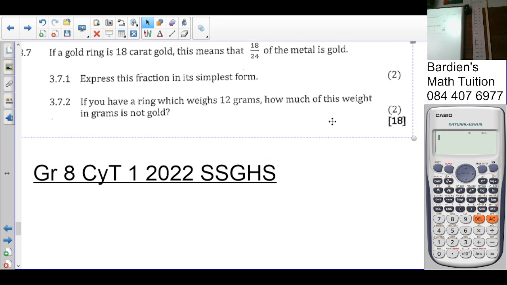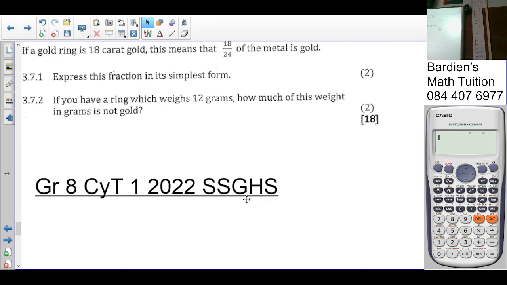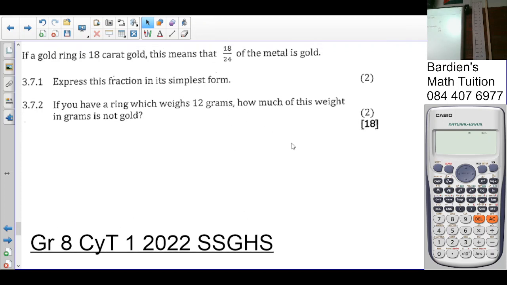We are told if a gold ring is 18 karat gold, it means to say that 18 of 24, 18 24ths of the metal is gold. Express this fraction in its simplest form. So what number goes into 18 and 24 without the remainder? 6 goes into 18 3 times and into 24 4 times. So 3/4 is gold.